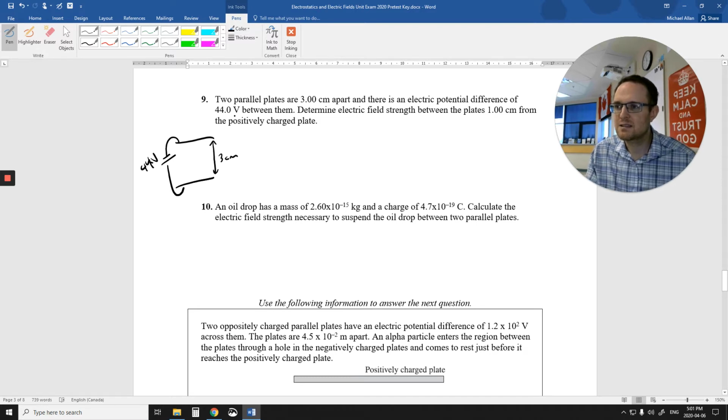Now, I like this question because it's kind of a trick question. What we know about all of the space in here, this electric field that's in here, that is a constant number. Right? It's constant. No matter where I am in this field, it's always the same.